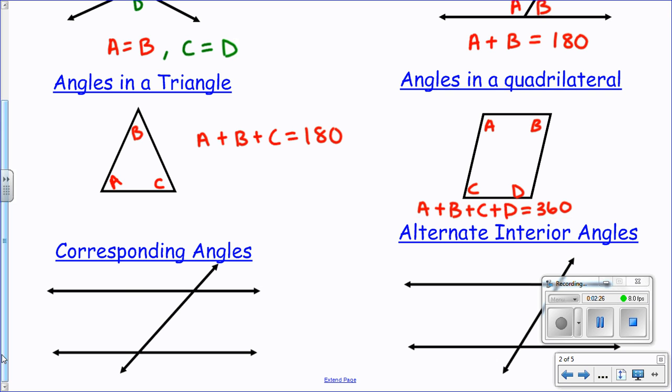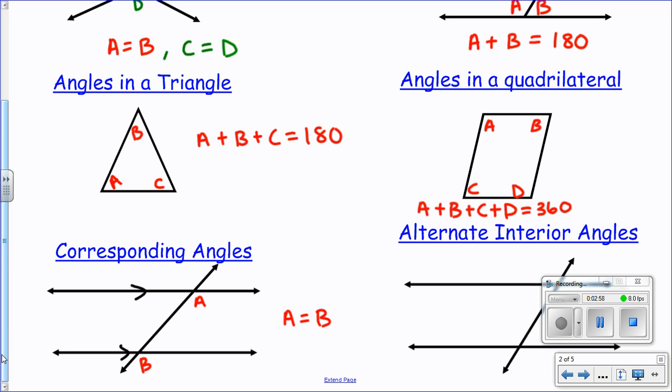If you have parallel lines, so those arrows mean that those two lines are parallel, you have angles that are called corresponding angles. You have one inside and one outside. Angle A is corresponding to angle B. Corresponding angles are congruent. So angle A is congruent to angle B, which means you set them equal.